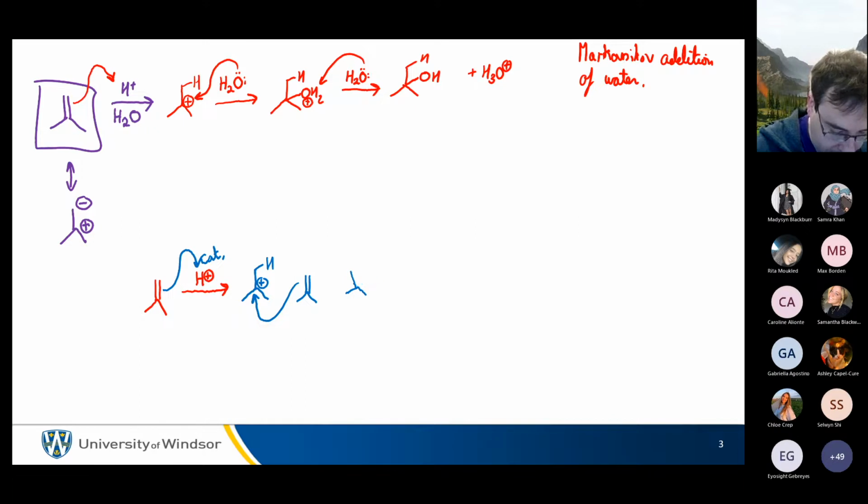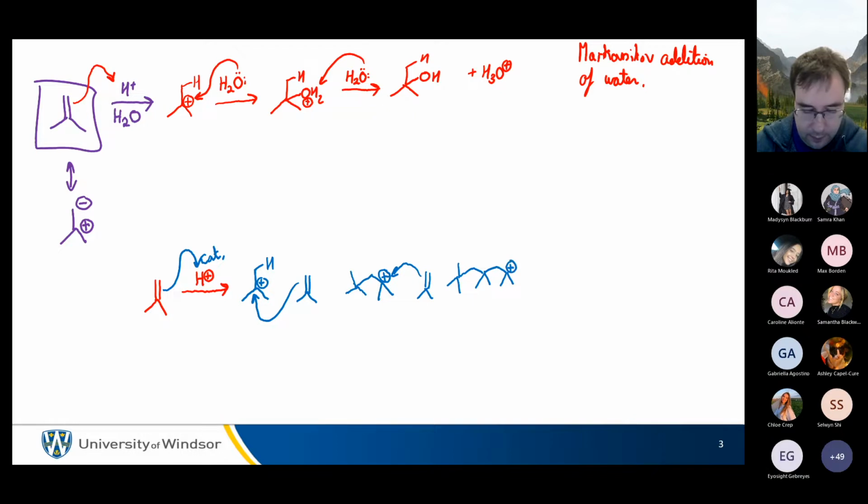So I messed it up. So we get that. And then guess what? It does it again. And you do this a few 10,000 more times, and you get plastic. So we're going to come back to this at the end of the class on how you can make plastics. This is called cationic polymerization.